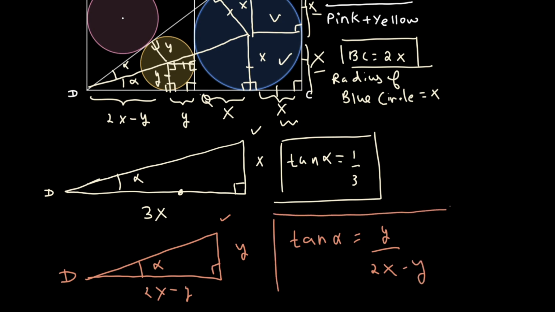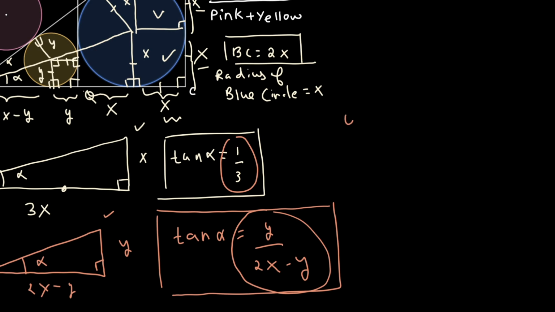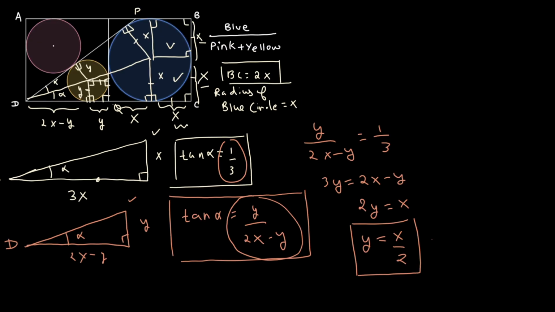Okay. So we have already got the value of tangent of alpha, that is 1 upon 3. And now we have got the value of tangent of alpha as this particular thing. Therefore, we can clearly say that y upon 2 times x minus y would be equal to 1 upon 3. Let us solve this thing further. The value of y is equal to x upon 2. So here we have got the radius of the yellow circle in terms of the radius of the blue circle. Therefore, here we complete half part of the solution. So it is an important equation, so important.